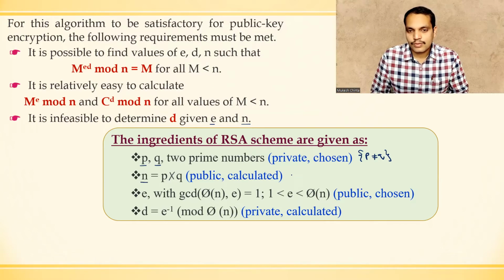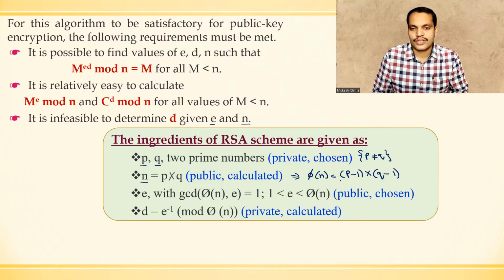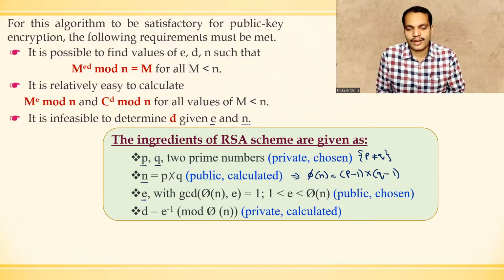Next, you calculate another one called psi of N, which is nothing but P minus 1 into Q minus 1. This is the value of psi of N. Now, you again choose or select a value E, which is public in nature, with the constraint that GCD, the greatest common divisor, of E and the psi of N which you calculated is 1. So the constraint for selecting E is that the GCD of E and psi of N must be equal to 1, and also E should be greater than 1 and less than psi of N.